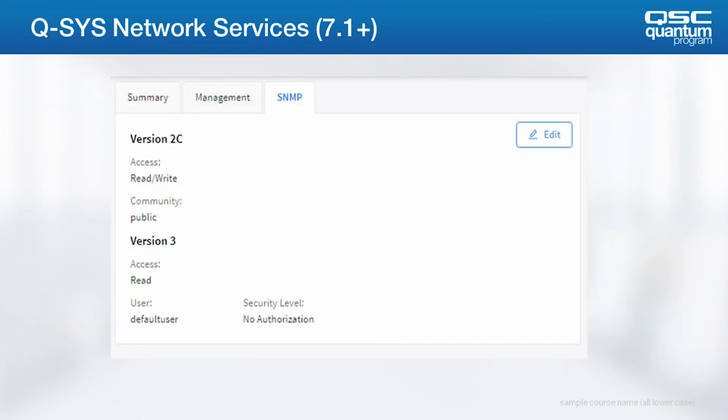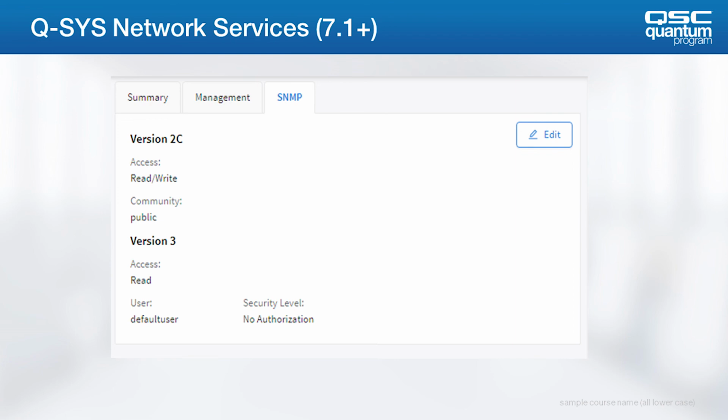SNMP versions 2C and 3 can be disabled, enabled, and configured to allow Q-SYS to report to building management systems, etc. The Q-SYS help file is a great resource for the details of how to configure network services and SNMP. We won't bore you with all those now.